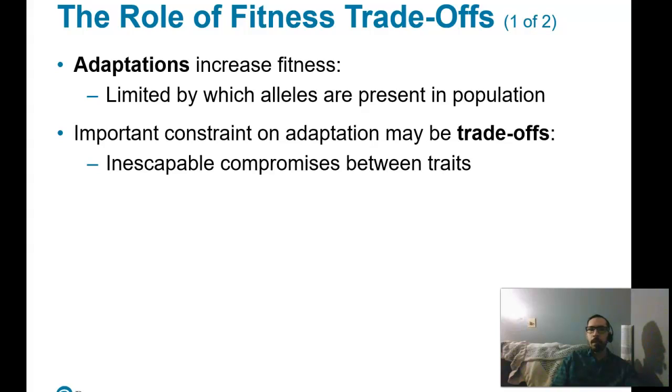Okay. However, there is a trade-off in these adaptations, okay, because animals need energy to reproduce. They also need energy to mount an immune response, so they need energy for their immune system. And in many cases, they can't do both, so there has to be some kind of trade-off.